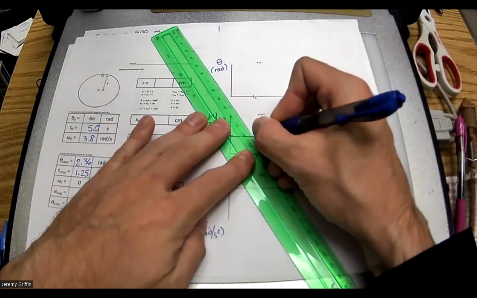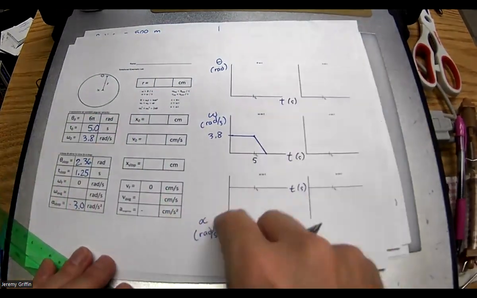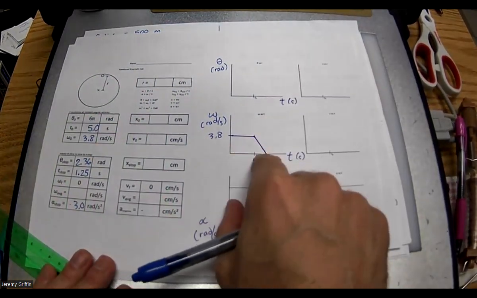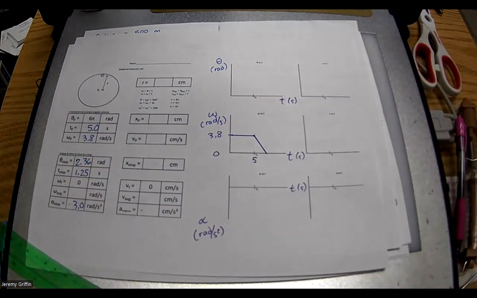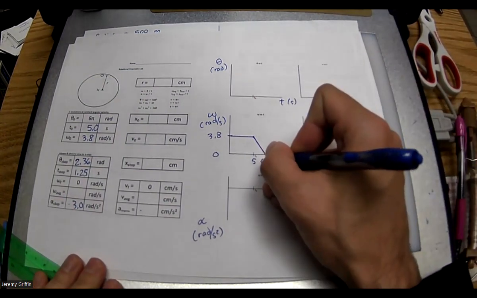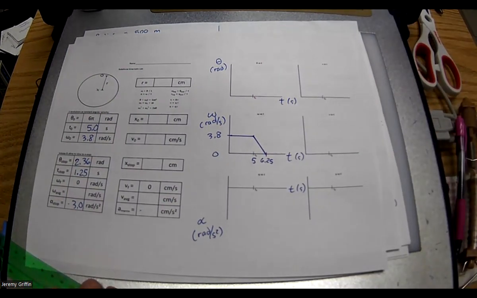I'm going to exaggerate this axis a little bit, so it's not going to be exactly to scale, but the shape is generally true, right? It'd come down to a stop right there. Right. Is that okay? And that would be at 6.25 seconds. Right? All good?